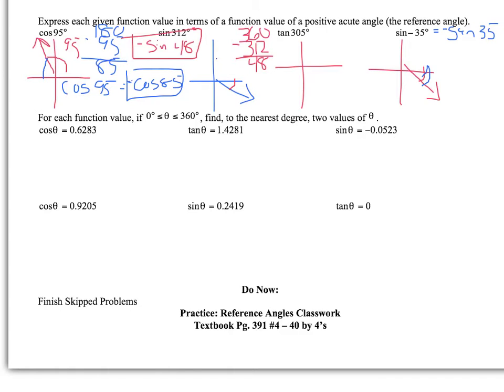Okay, let's try some of these problems down here. We have cos of theta equals 0.6283. Please make sure your calculator is in degrees. The way I know that is because it wants theta in degrees. You're going to take inverse, since you're asked for theta. So you're going to take inverse cos of 0.6283. You're rounding to the nearest degree, so you get 51 degrees.